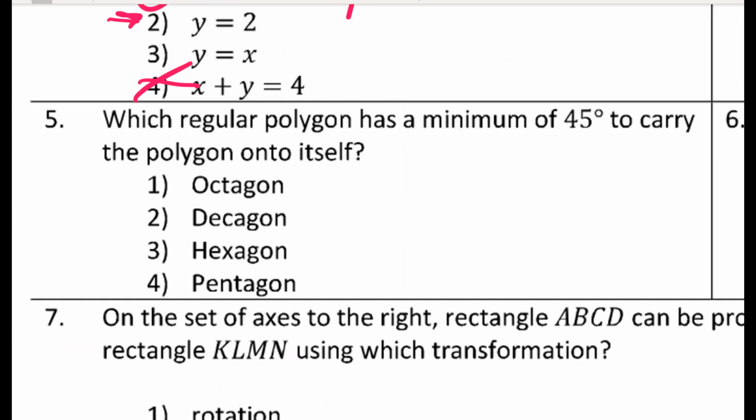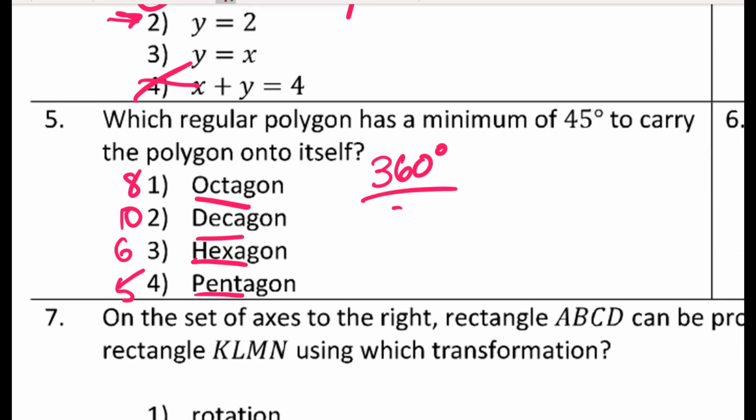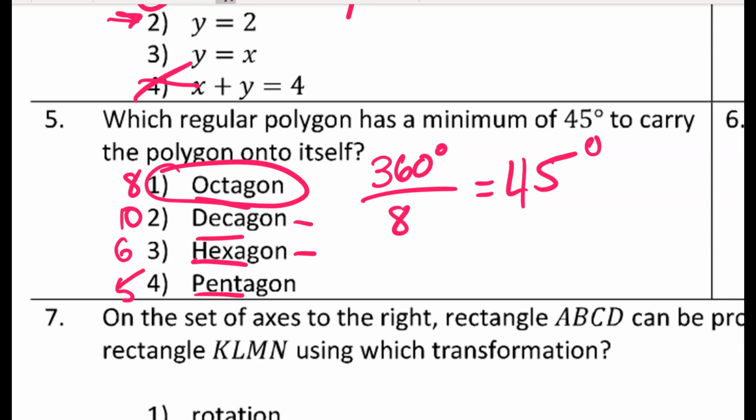Number 5. Which regular polygon has a minimum of 45 degrees to carry the polygon onto itself? Well, remember, an octagon has 8 sides, a decagon has 10 sides, hexagon has 6, and a pentagon has 5. So what you could do to check is take 360 degrees and divide it by the number of sides, and that's going to tell you the minimum degree rotation for all those sides to line up again. And if you take 360 divided by 8, you get 45 degrees. So it must be the octagon that takes 45 degrees to carry onto itself. And you could try that through all of them if it's not answer choice 1. You could divide 360 by 10, divide 360 by 6, and so on.